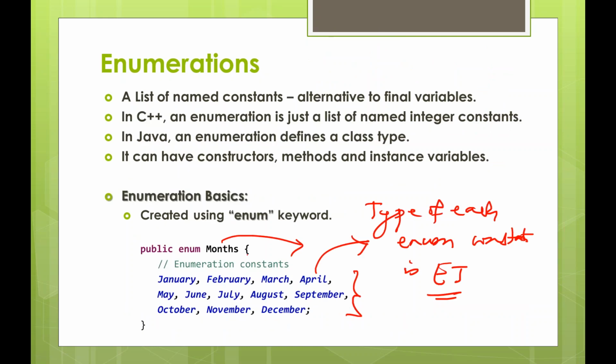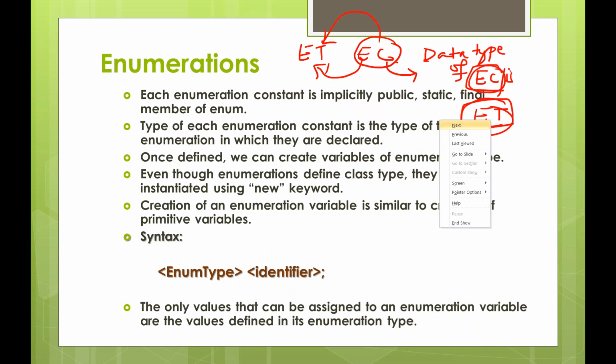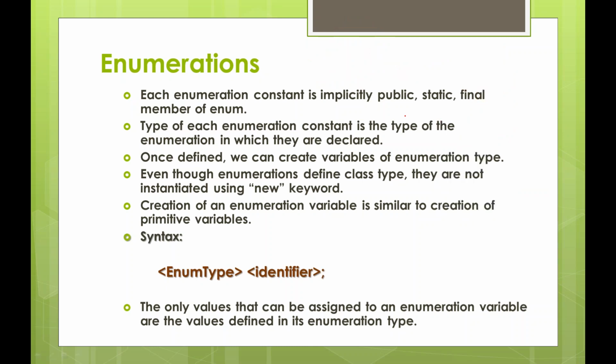One way of thinking about this is that we have declared all these constants within this enumeration type. But we will try to understand why the data type of each enumeration constant is the enumeration type itself. As we discussed, an enumeration defines a data type, right? So what can we do with a data type? We can create variables of enumeration type.